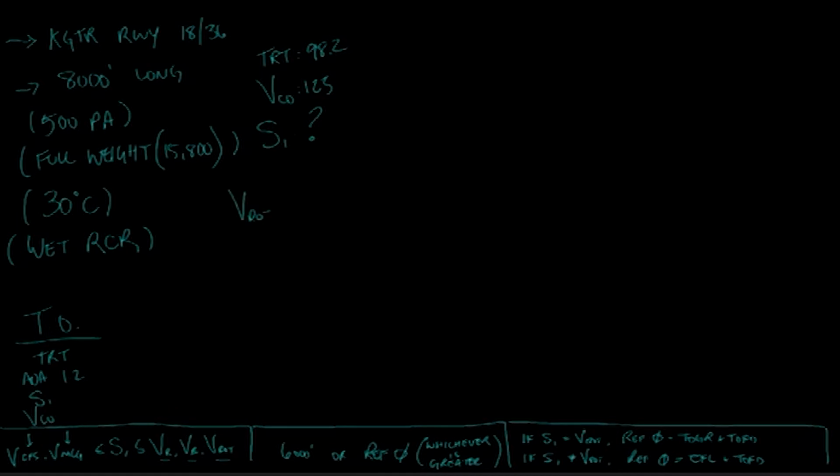Rotation speed is equal to 114. Refusal speed for the wet runway is going to be 108. So for a wet runway at 8,000 feet in these conditions, refusal speed is going to be 108. Max braking is equal to 130 knots. Critical engine failure speed for a wet runway is going to be 77 knots. And VMCG, we know, is 88 knots.